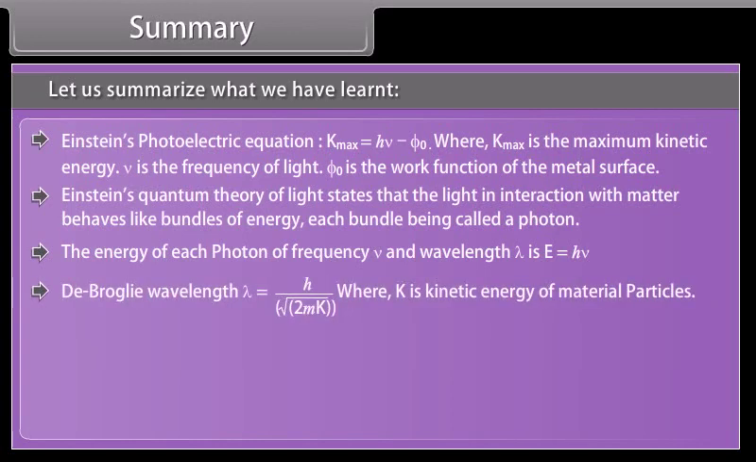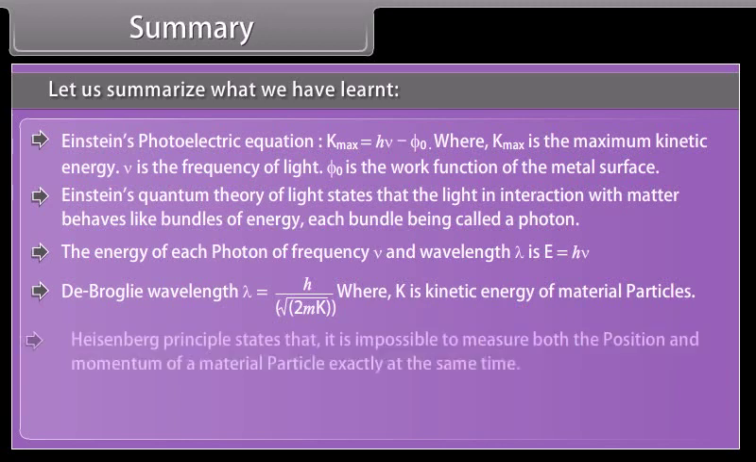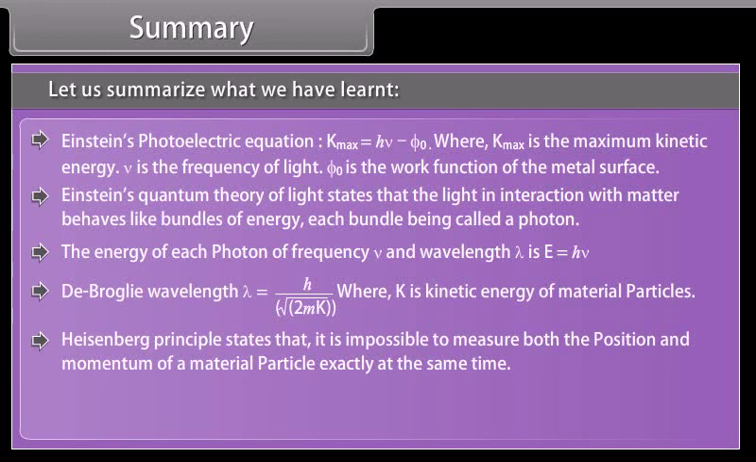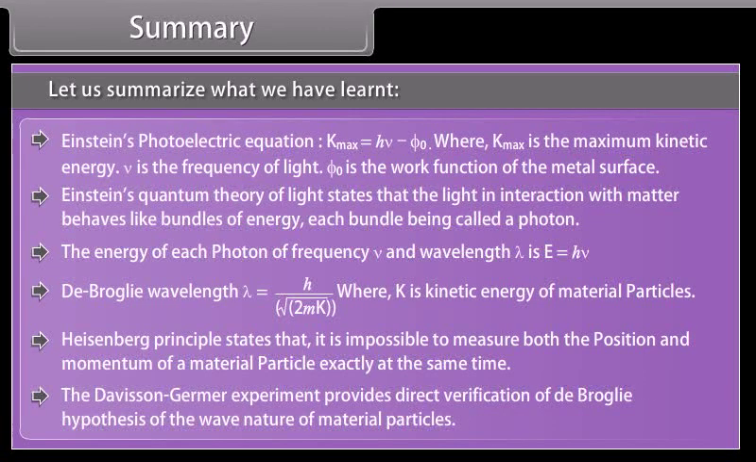The de Broglie wavelength lambda equals h by square root of 2mK, where K is the kinetic energy of material particles. The Heisenberg principle states that it is impossible to measure both the position and momentum of a material particle exactly at the same time. The Davisson-Germer experiment provides direct verification of the de Broglie hypothesis of the wave nature of material particles.